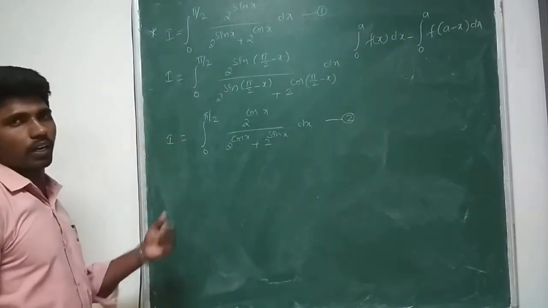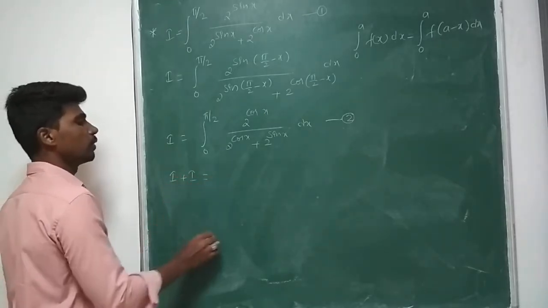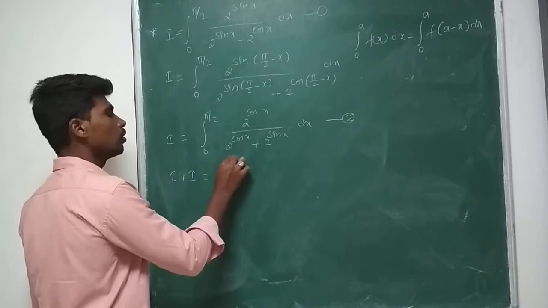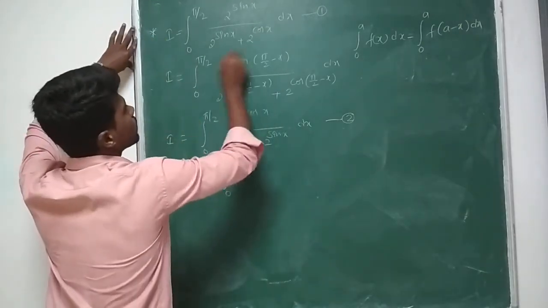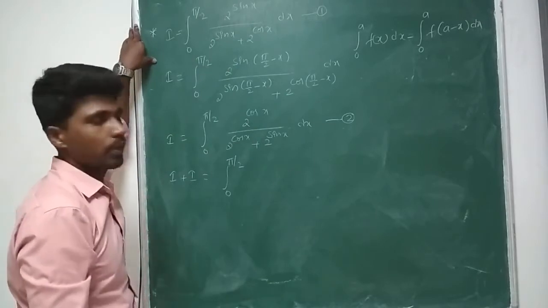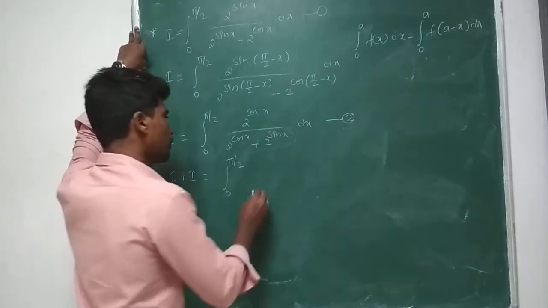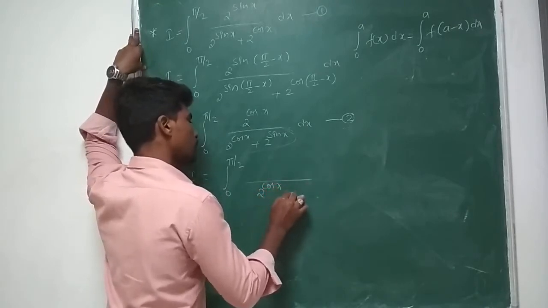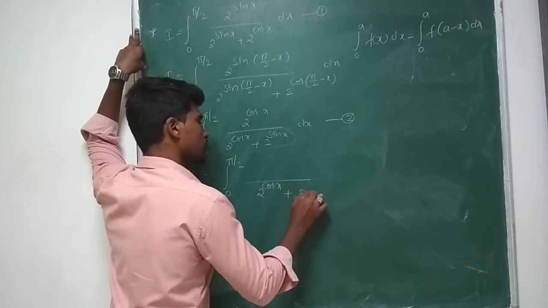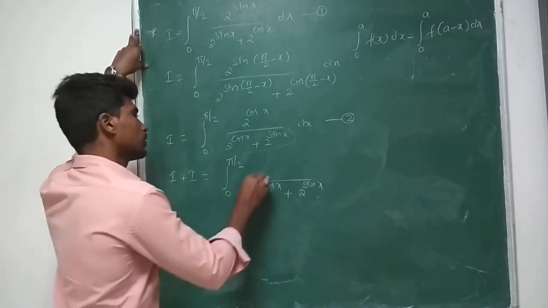So add equation 1 and equation 2. Then I get I plus I is equal to integral 0 to pi by 2. See, the denominator is 2 power sin x plus 2 power cos x, and 2 power cos x plus 2 power sin x. Denominators are same, so I can take the denominator as LCM, which is 2 power cos x plus 2 power sin x. And the first one numerator is 2 power sin x.